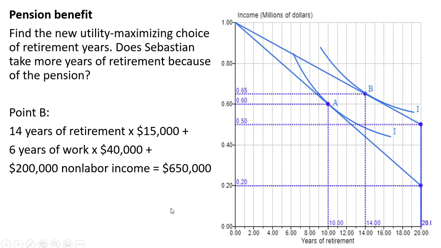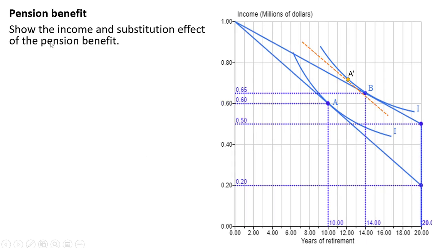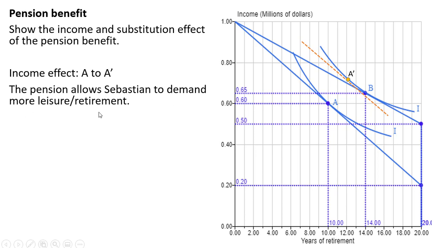Okay, moving on. Let's show the income and substitution effect of the pension benefit. So the income effect is going to be given by A to A prime, this movement here. How do I find it? I take the old budget line and I shift it out in a parallel fashion. And once it's tangent to our new indifference curve, that difference will reflect the pure income effect of the pension benefit. So the pension allows Sebastian to demand more leisure, more retirement. Retirement increases from 10 to 12 years due to the income effect. So this point A prime here aligns with 12 years of retirement.